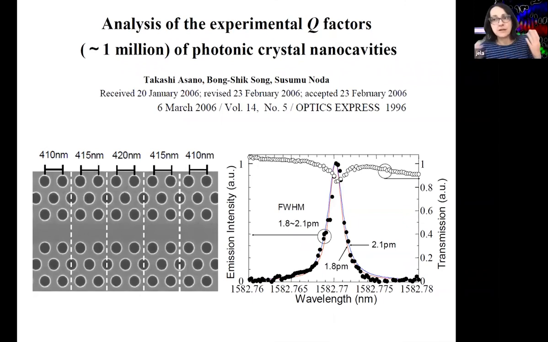But keep in mind, it's not always helping. Although to reach strong coupling regime of cavity QED, you have to increase Q somewhat, right? So you can't really do it with Q of a few hundred. You need a few tens of thousands, but you don't need millions.